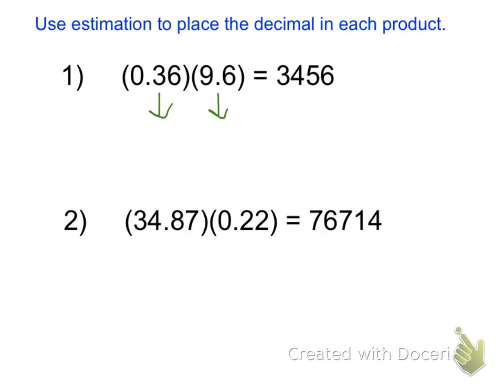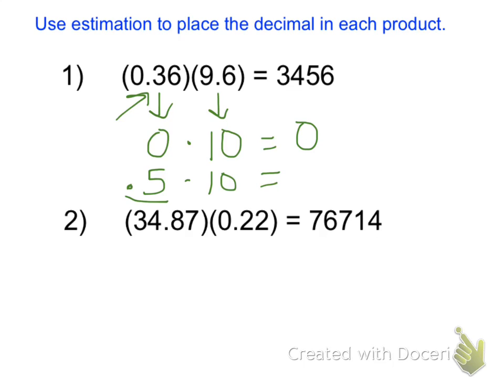So I would round 0.36 to maybe 0, that's the nearest whole number, and 9.6 to 10. So my estimate is actually going to be 0. But since 0 is sometimes kind of tough to deal with, you could also round 0.36. It's very close to 0.5, which is 1/2. So you could also think of this as half of 10, which is 5. So this is my estimate. My answer needs to be somewhere between 0 and 5.